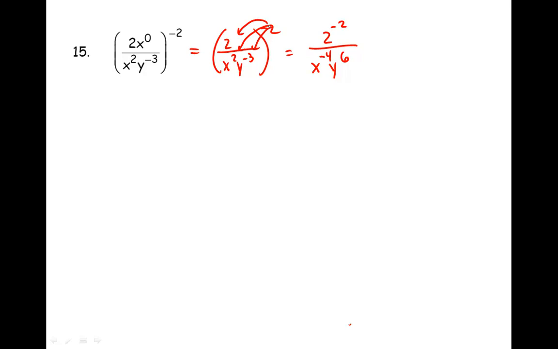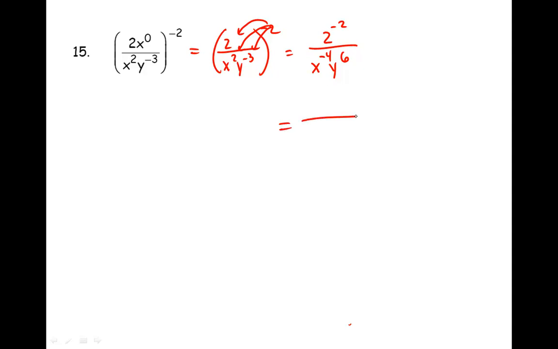Number 15, first thing we should recognize that anything to the 0 power is equal to 1. So the x to the 0 just becomes a 1, which means it goes away. Next thing we want to do is distribute in this negative 2 as an exponent to the numerator and denominator. So we get 2 to the negative 2 over x to the negative 4 times y to the positive 6. Because negative 2 times 2 is negative 4, and negative 2 times negative 3 is 6. Now I want to go ahead and simplify.